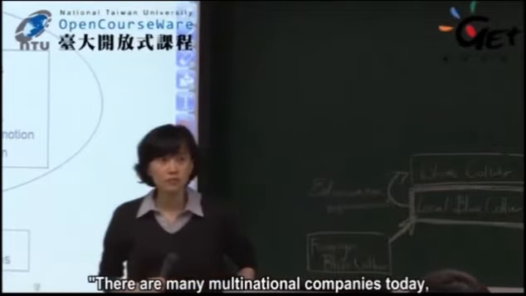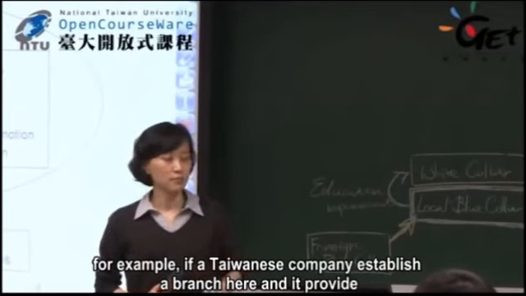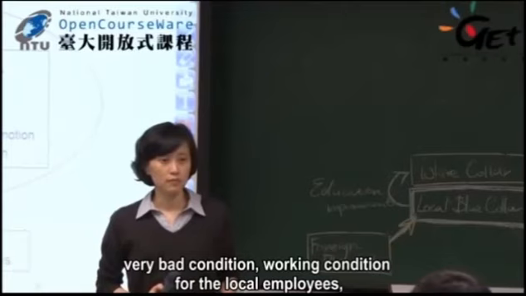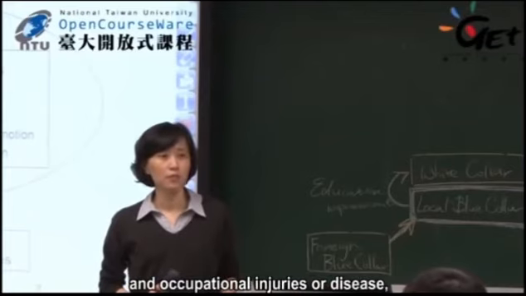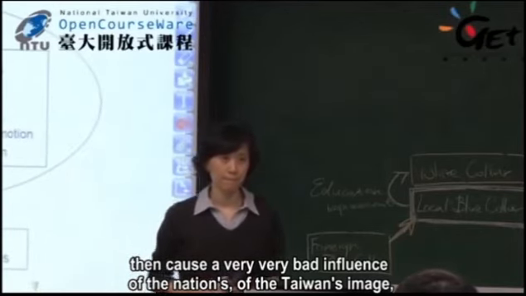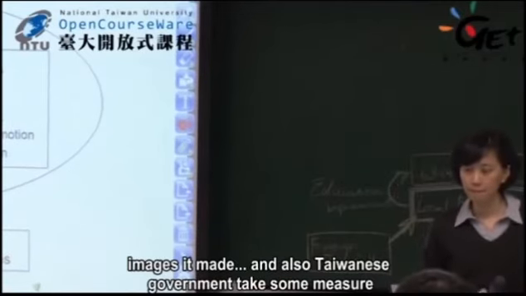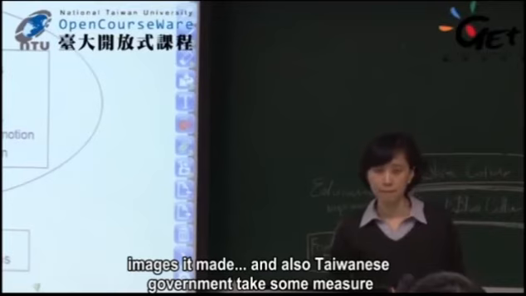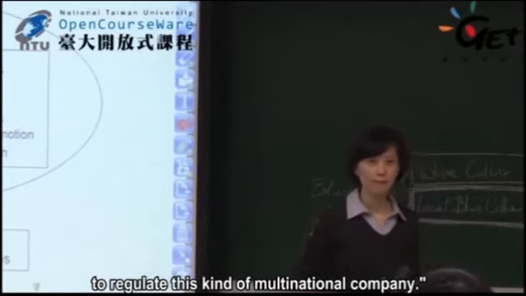There are many multinational companies. For example, if a Taiwanese company establishes a branch in another country or area, and it provides very bad working conditions for the local employees, and causes a lot of occupational injury or disease, that causes a very bad influence on Taiwan's image. Will the Chinese government take some measures to regulate this kind of multinational company?